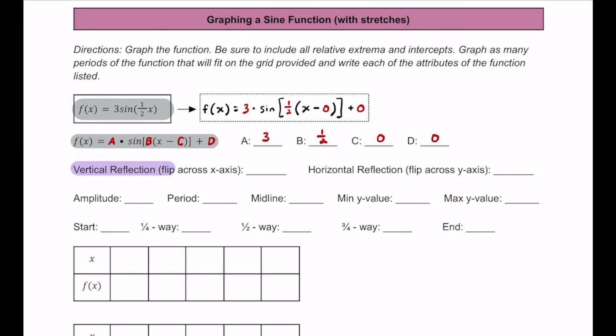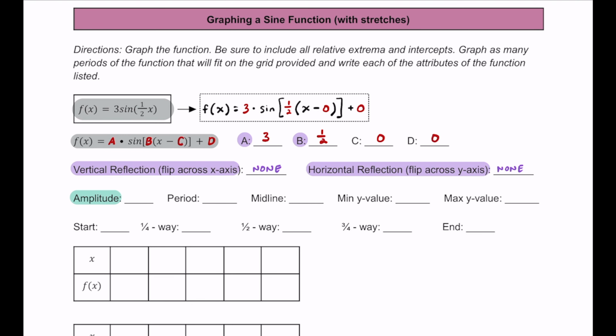To know whether we have a vertical reflection, or flip across the x-axis, that is going to be dependent on the value of a, if it's positive or negative. But you can see here that a is a positive value, so we're not going to have any reflections here. We'll save that for another video. As for the horizontal reflection, or flip across the y-axis, that's going to be dependent on the value of b, and if b was negative. We can see here that b is a positive value, so we're also not going to have any reflections. We'll save that for another video.